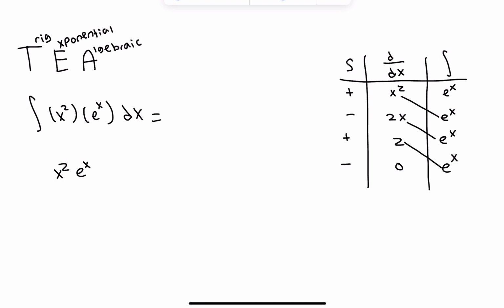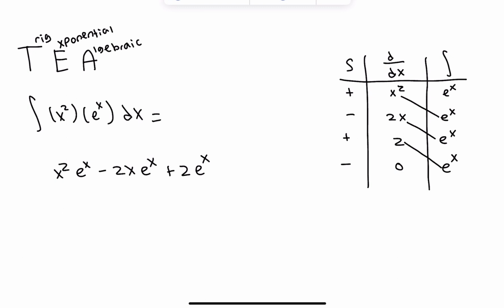And now we're going to subtract 2x times e to the x. So minus 2x times e to the x. And then the third row of the column, we have a plus sign, 2, and then e to the x. So we have plus 2 e to the x.